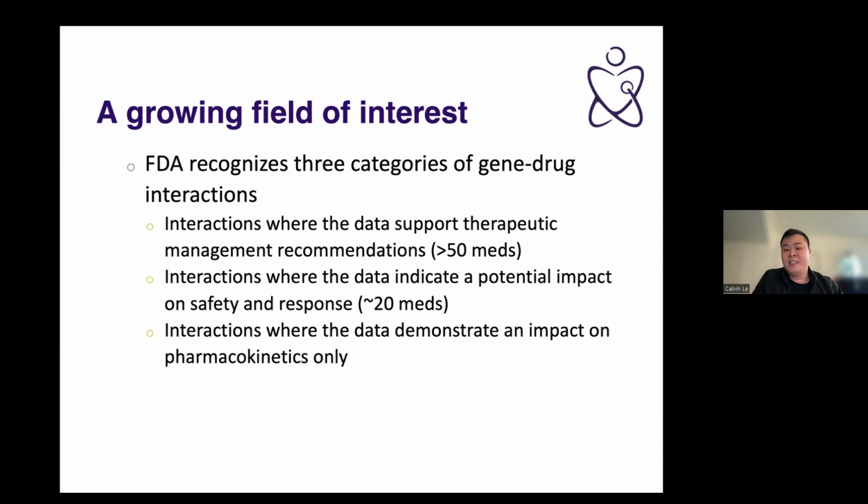Currently, the FDA recognizes 3 broad categories of gene-drug interactions. The first category is interactions where the data strongly support a therapeutic management recommendation. And there's about 50 meds that belong in this category. The second is less strong, but interactions where there's a potential impact on patient safety or medication response. And then finally, a lot of the data at this point showed that there's only an impact on drug levels, pharmacokinetics, without any downstream effect on patient outcomes.